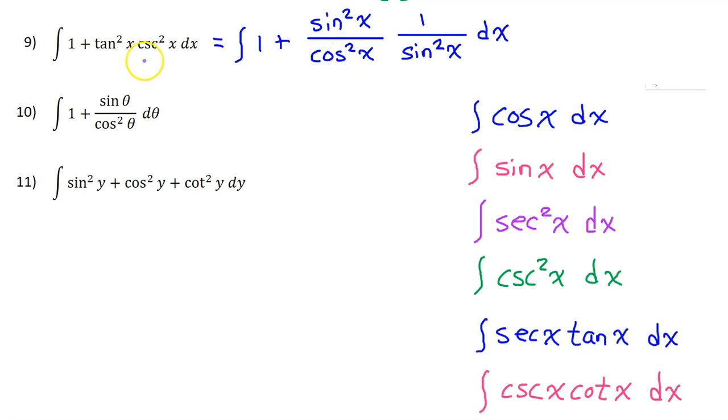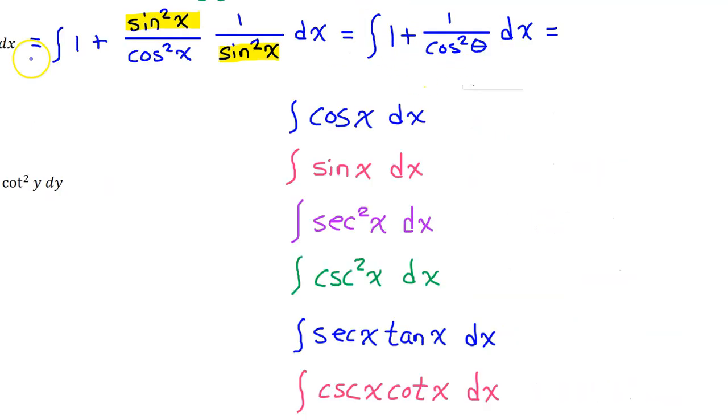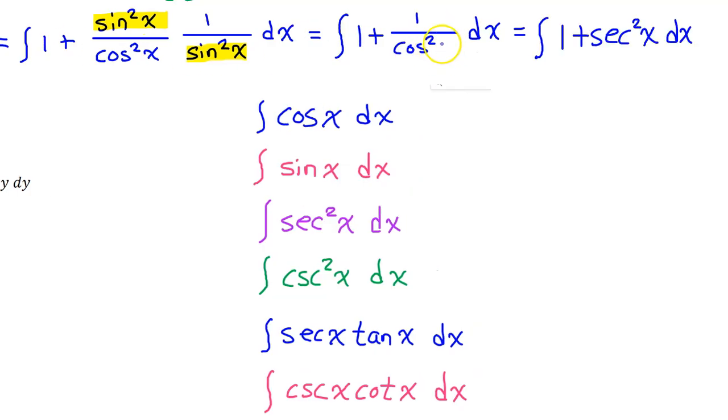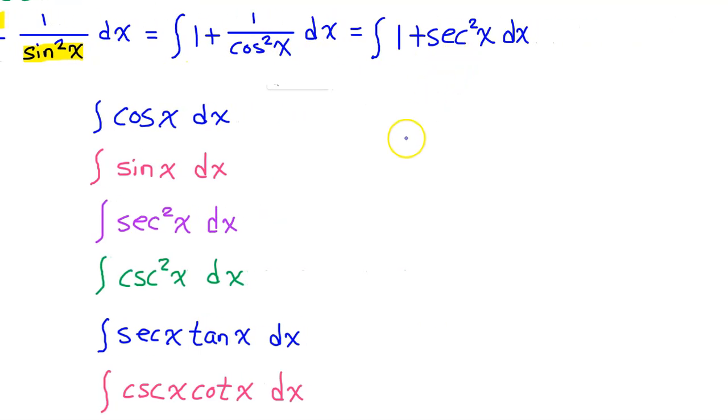When in doubt, try rewriting everything in terms of sine and cosine. Tangent squared is sine squared over cosine squared, and cosecant squared is 1 over sine squared. But now we notice that we have sine squared in the numerator and the denominator, so these will cancel out. That leaves behind 1 over cosine squared x, but 1 over cosine squared is secant squared. Uh-oh, I accidentally put theta right here. It should be an x. Anyways, secant squared is on the list, so we can go ahead and integrate.